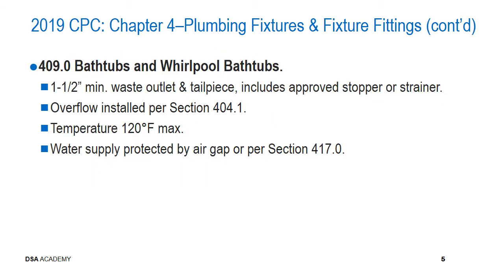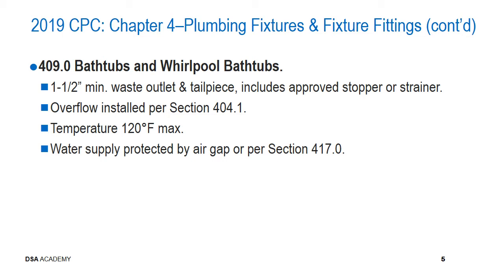There are situations where schools have gymnasiums and locker rooms. Particularly in high schools, we may see the use of bathtubs and whirlpool bathtubs. In these situations, we've identified these four main characteristics just because they are sometimes seen, they are rare, but the 1.5-inch minimum waste outlet and tailpiece is required, which must obviously include an approved stopper or a strainer. That's very similar to any bathtub, whether it's a whirlpool or not.